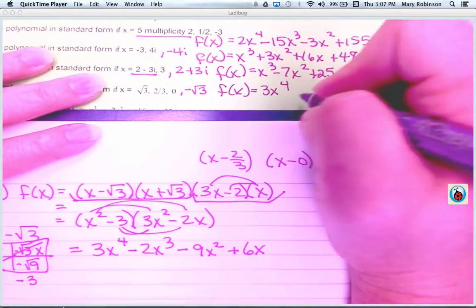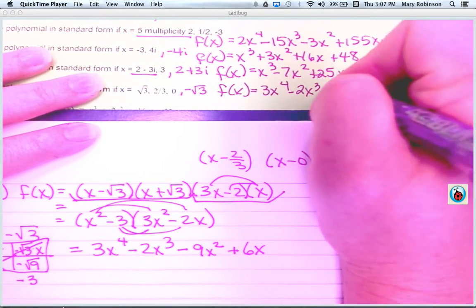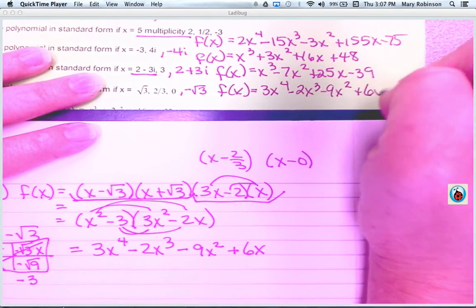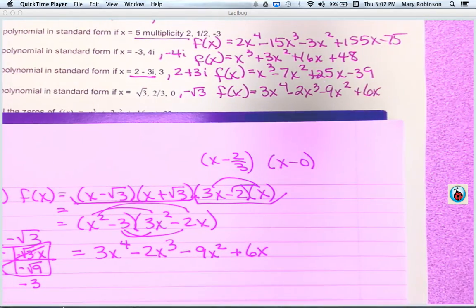So f of x equals 3x to the 4th minus 2x cubed minus 9x squared plus 6x. Notice all of these functions start with f of x. Please do not miss that and leave it off on your test, or it's not even a function.